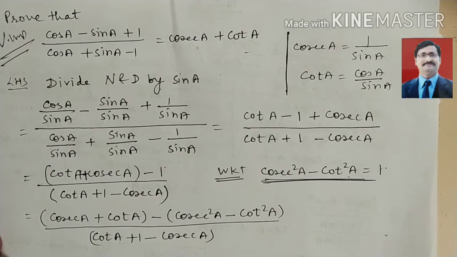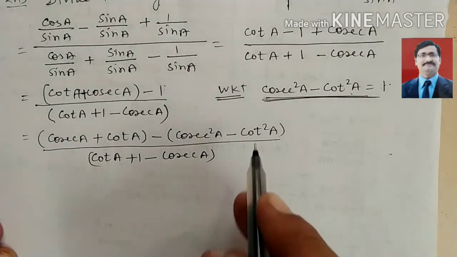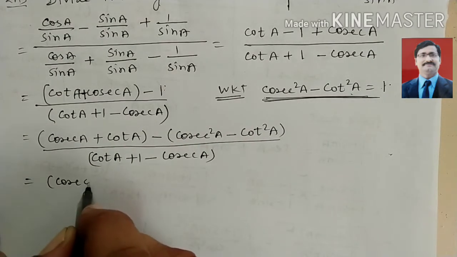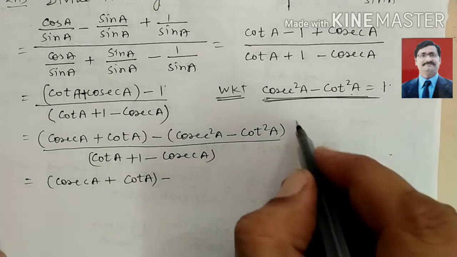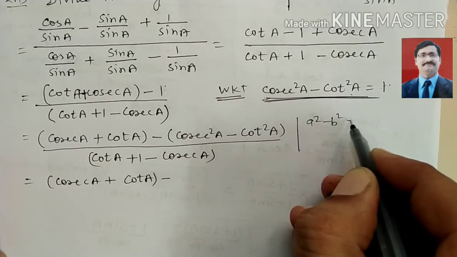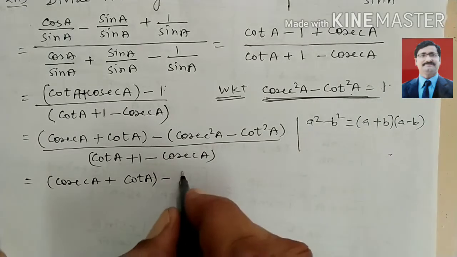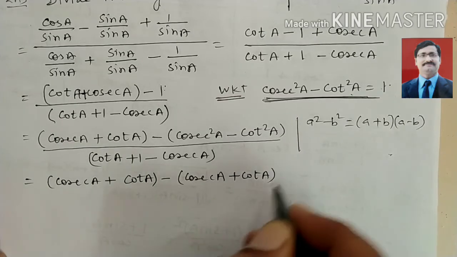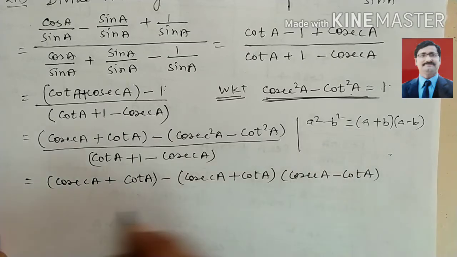Now look here, this cosec square A minus cot square A you have to write as plus and minus. Okay, plus and minus you have to write, means you know already the formula, A square minus B square, you can write as A plus B and A minus B. So use this, we will write cosec A plus cot A, cosec A minus cot A. All of you understand this?